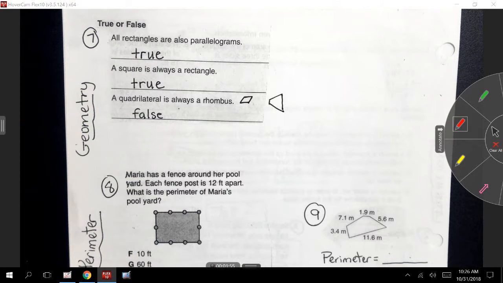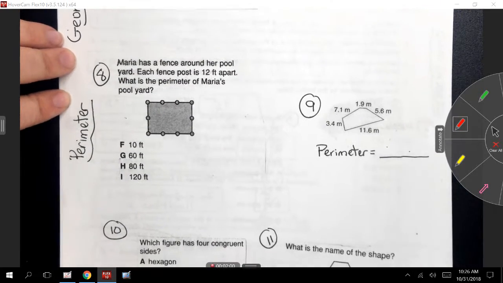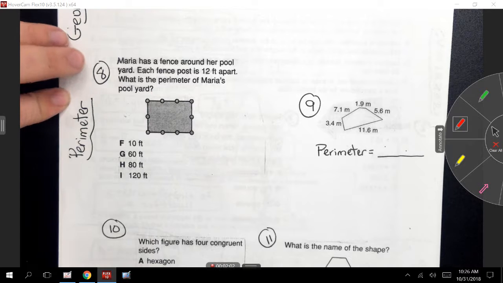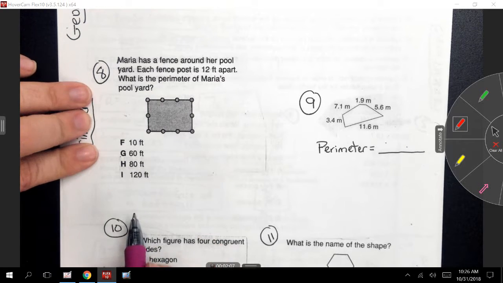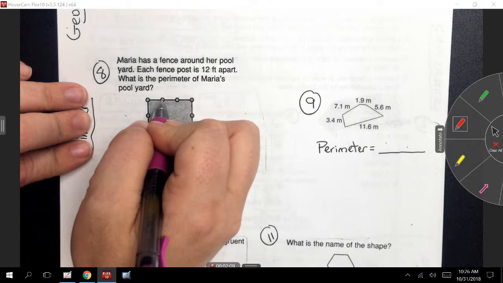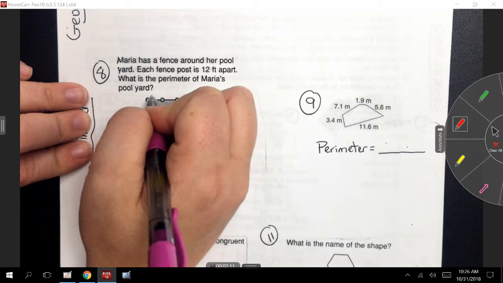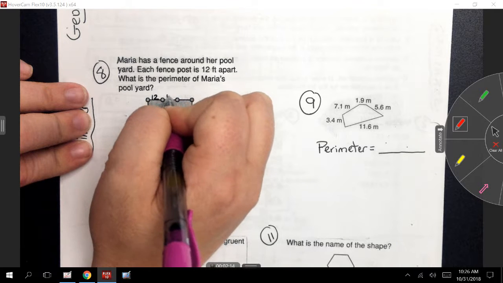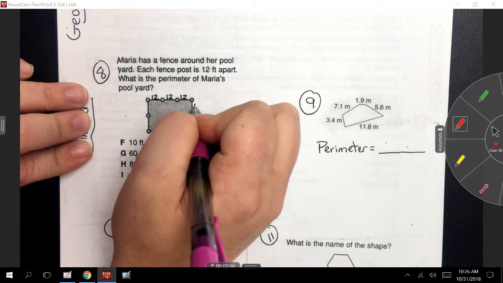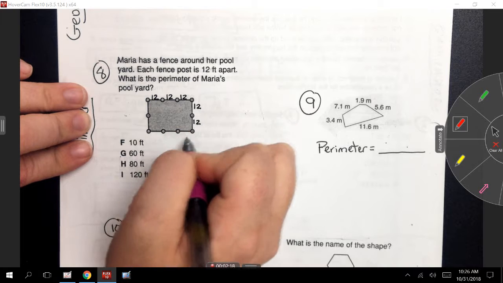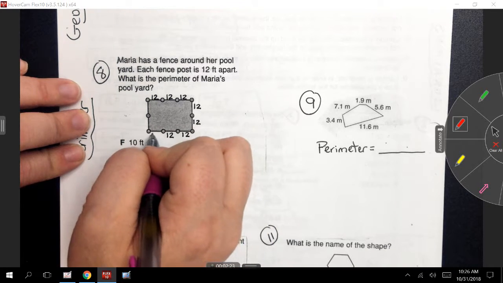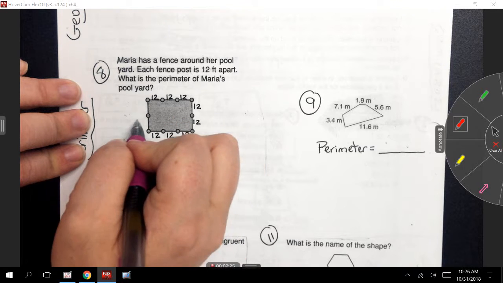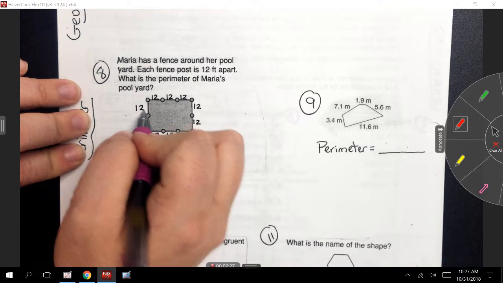Yes, Hunter. Oh, for the next one. Number 8. So what's the first thing I need to do to figure this out? Hunter, what do I need to do first? Label all of the dots 12. Yeah. So all of these spaces, not necessarily the dot, but the space in between, is 12 all the way around. And then what do I need to do to find the perimeter of that? Add it all up.